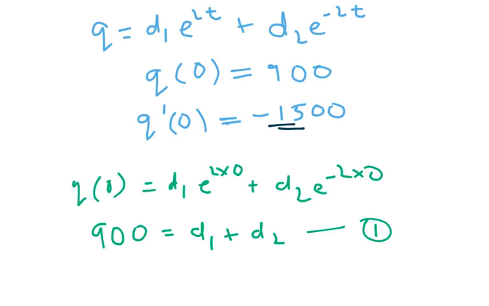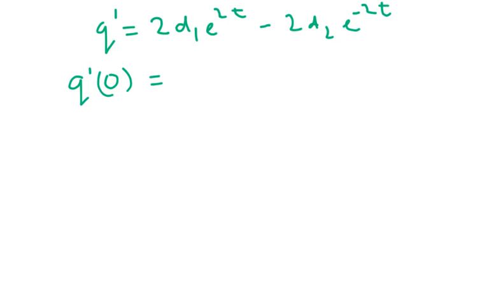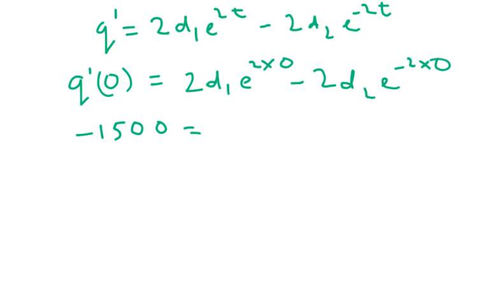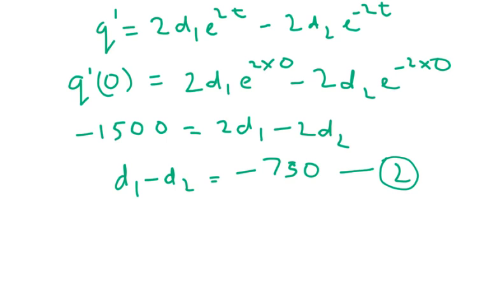And similarly for q dash, the equation will be 2d1 e raised to 2t minus 2d2 e raised to minus 2t. So for q dash of 0, we get 2d1 e raised to 2 into 0 minus 2d2 e raised to minus 2 into 0, which will be minus 1500 is equal to 2d1 minus 2d2. So writing it properly, d1 minus d2 is equal to minus 750. This is equation 2.